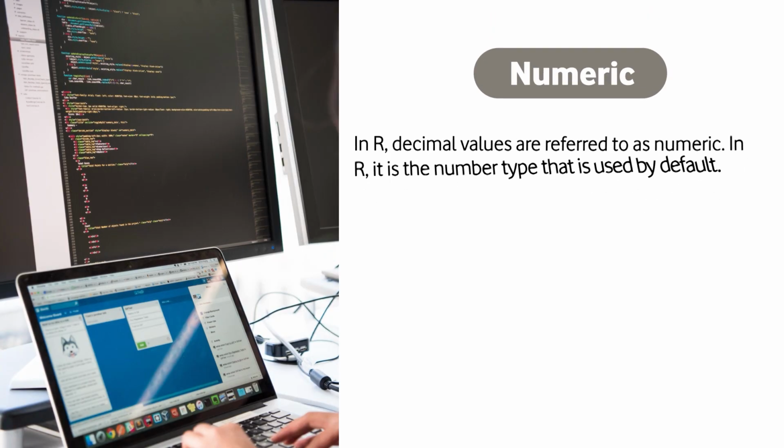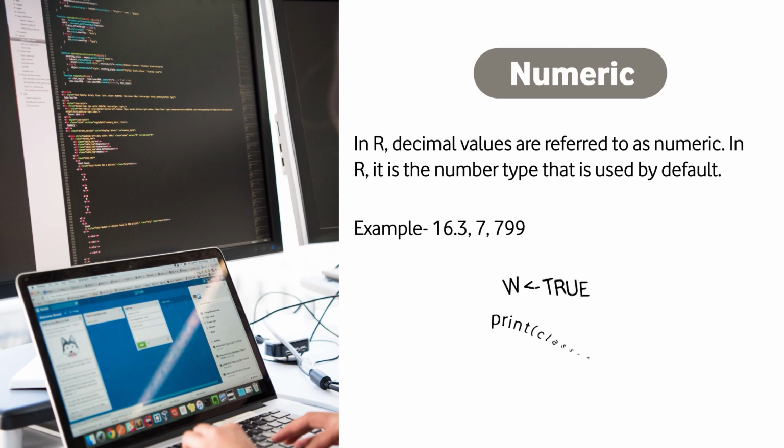The next one is the numeric data type. Every decimal value can be referred to as numeric. The example can be 7, 10, 8, 9 or any floating point number also, like 16.3, 15.43. It also comes under numeric. So you simply assign a decimal value to W and print the class of W. It will again output numeric, because of the value that is being assigned.